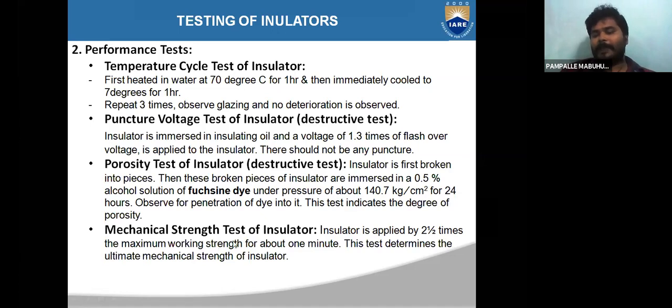Okay, in the mechanical strength test, you have to apply 2.5 times maximum working strength on the insulator, and you have to keep that maximum strength for 1 minute. Then in such a case, the insulator should not be damaged. Then the insulator is said to have passed this test, and this test also determines the ultimate mechanical strength of the insulator. So these are the different tests which are under the performance test.